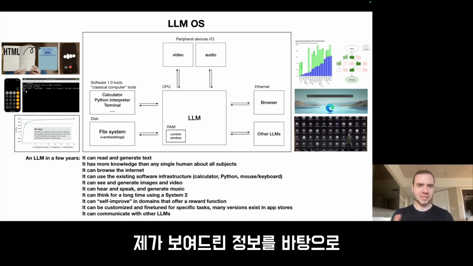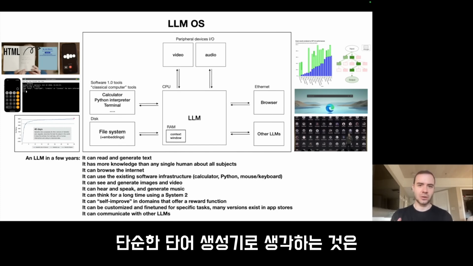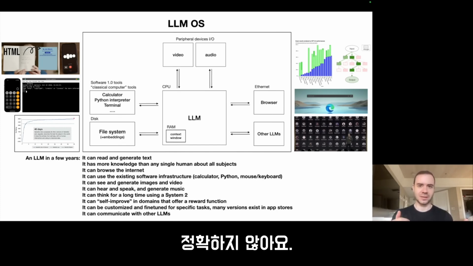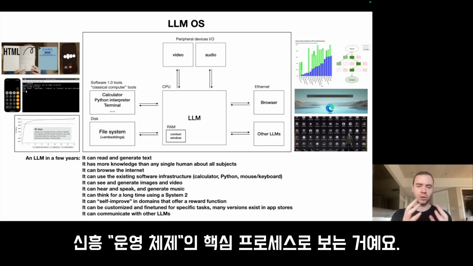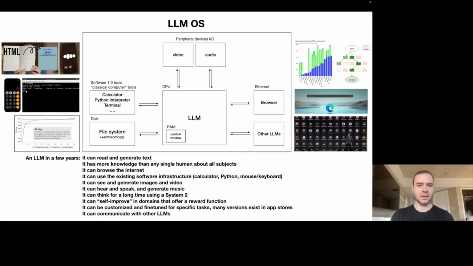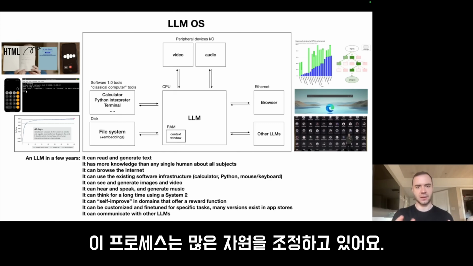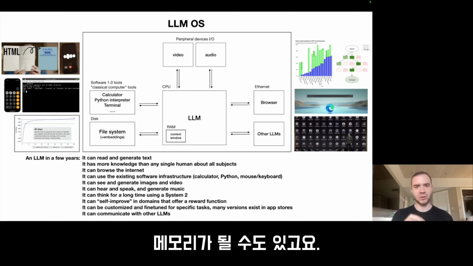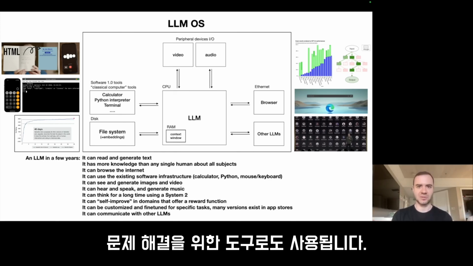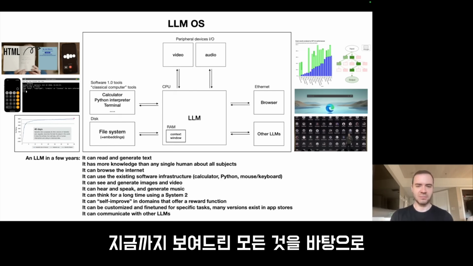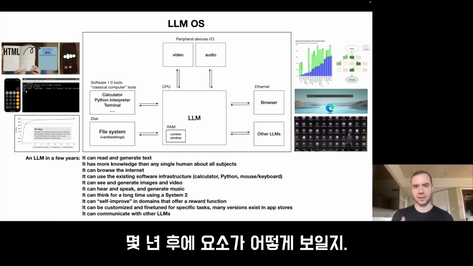So in my mind, based on the information that I've shown you and just tying it all together, I don't think it's accurate to think of large language models as a chatbot or some kind of a word generator. I think it's a lot more correct to think about it as the kernel process of an emerging operating system. Basically, this process is coordinating a lot of resources, be they memory or computational tools, for problem solving. So let's think through, based on everything I've shown you, what an LLM might look like in a few years.